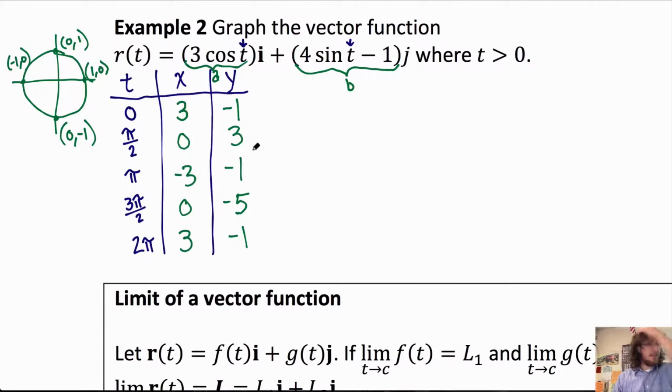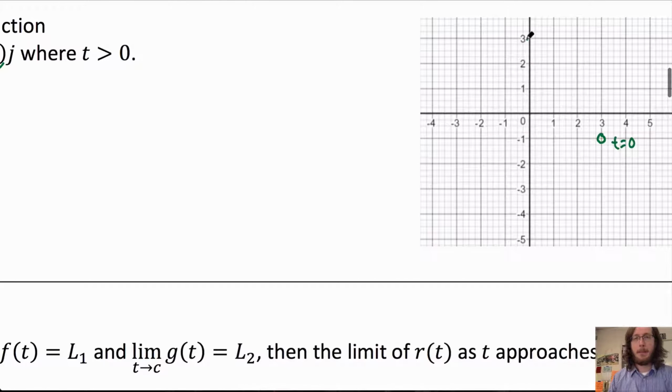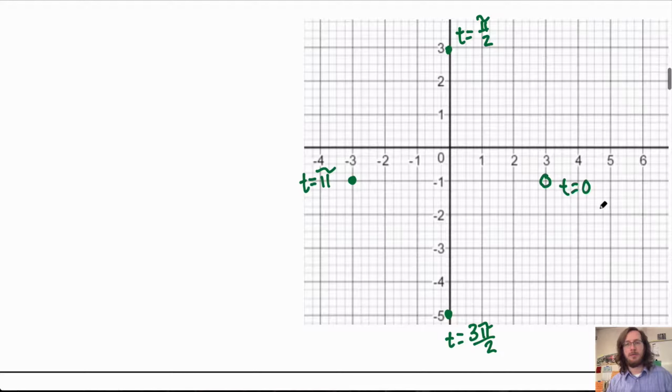Okay, so let's plot these points. These 1, 2, 3, 4 points here. We've got 0, 3. That's when time equals pi over 2. We've got negative 3, negative 1. That's when our time component is pi. And when time is 3 pi over 2, we have 0, negative 5. And at 2 pi, we're back over to 3, negative 1, so we're just going to fill that circle in right there.